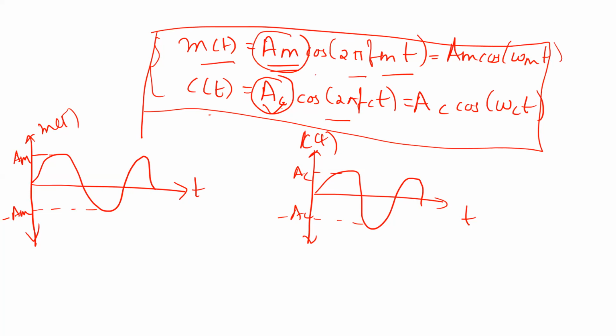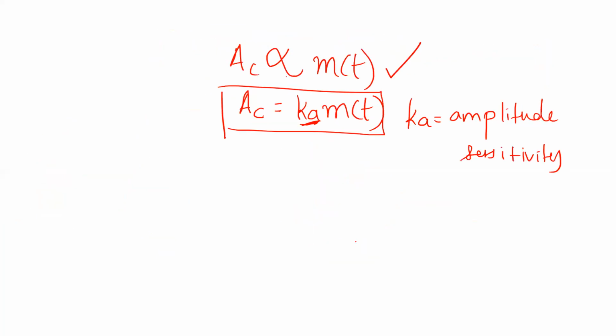And your Am is the peak value. If I talk about this complete thing, that is the peak to peak. Generally, Am is equal to peak. Similarly, your Ac is your peak value, and this is the peak to peak value. That is important.